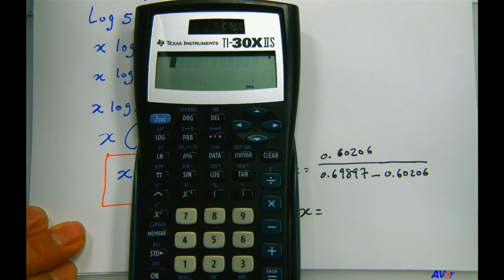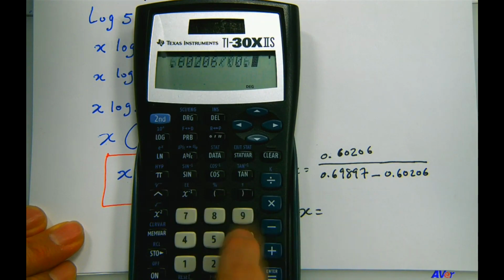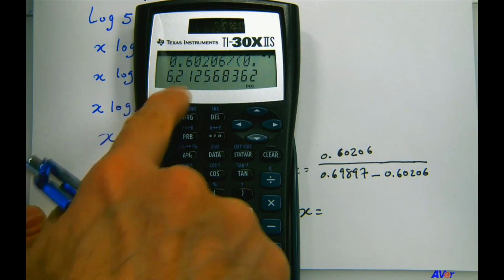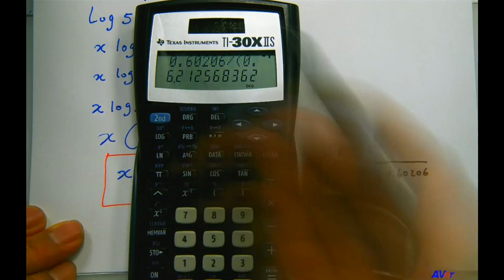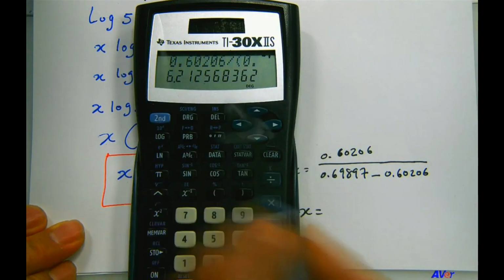Okay, so we have 0.60206, divided by, open parentheses, take that difference, 0.69897 minus 0.60206, close parentheses, and we have 6.2126. So I'll keep that many significant or decimal places.